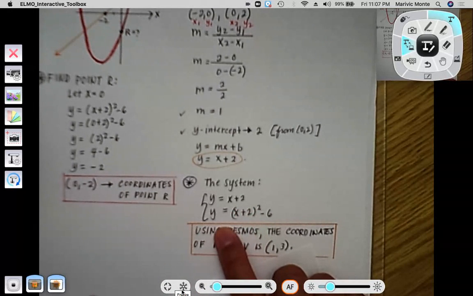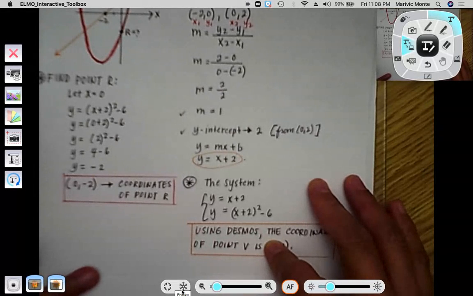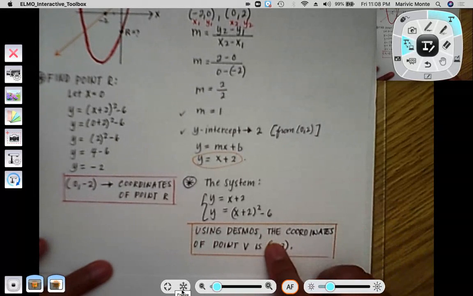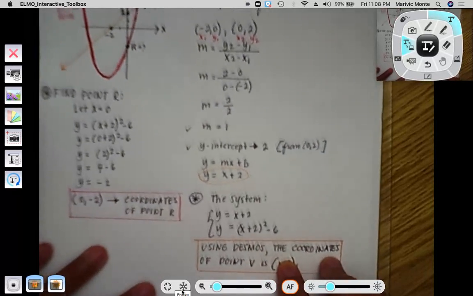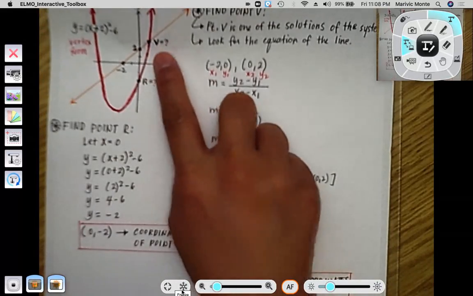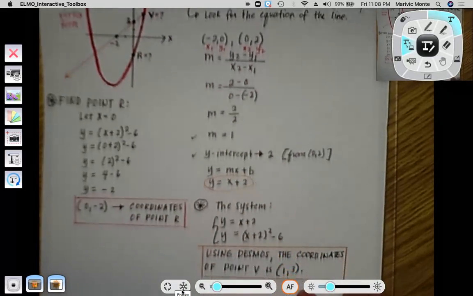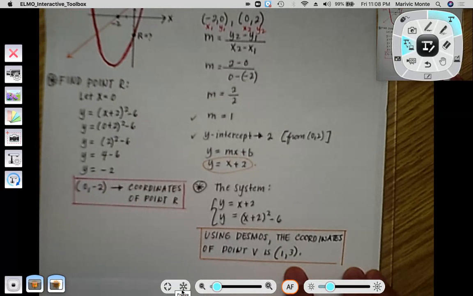And we took our vertex form of the quadratic equation in the system, y equals (x plus 2) squared minus 6. And we used a shortcut through Desmos. And through Desmos, we found out that point V over here actually has the coordinates 1, 3.